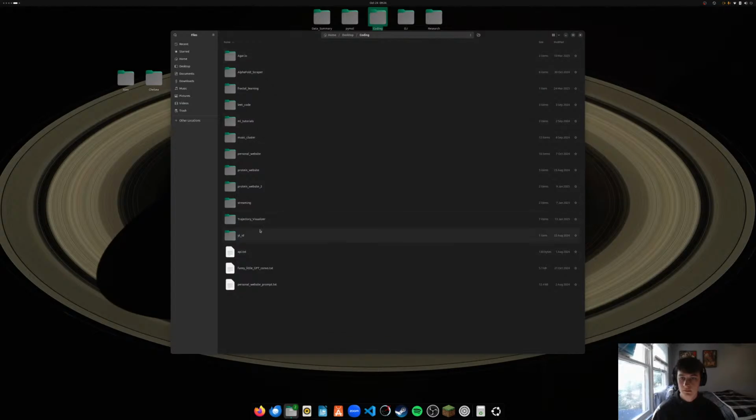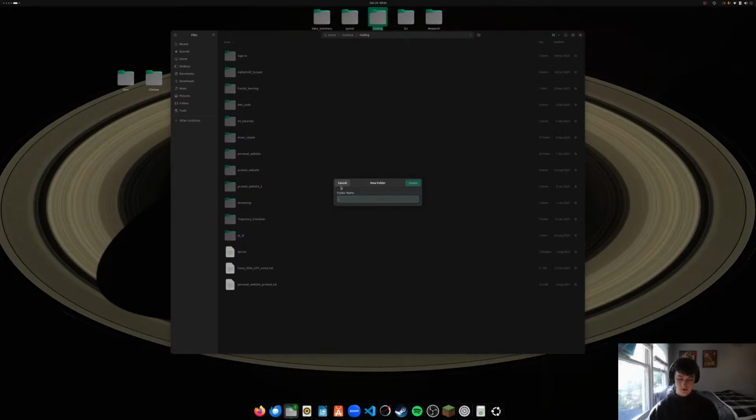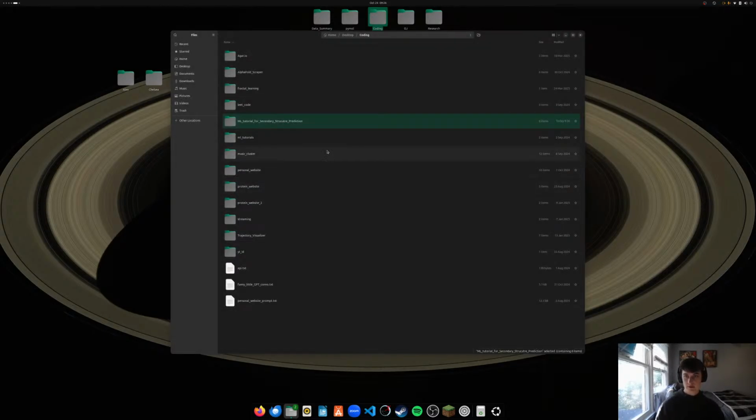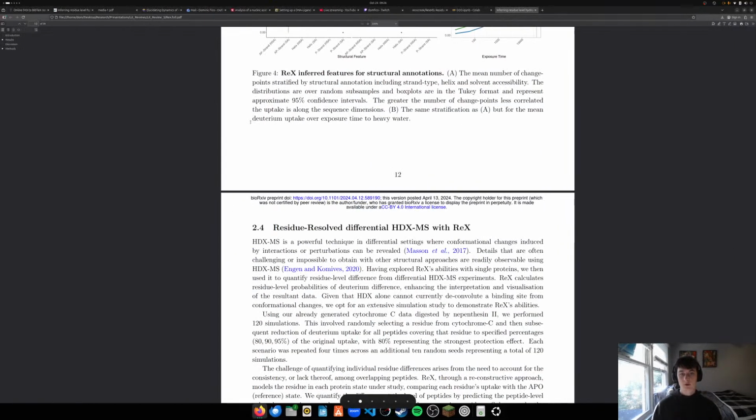Coding folder. I'll call it ML tutorial for secondary structure prediction. That way it's like explicit. Yeah, that could be cool.